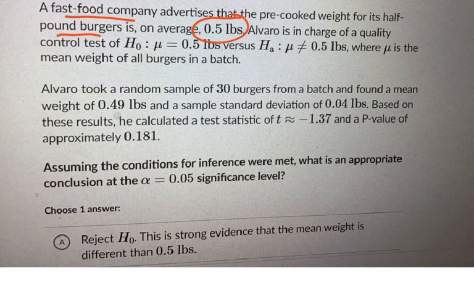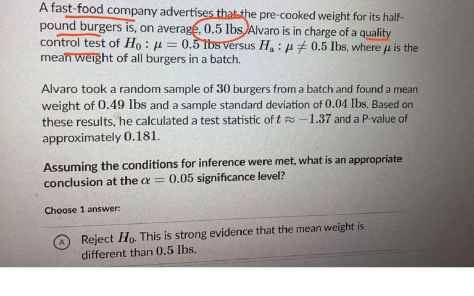Alvaro's in charge of quality control at this burger establishment, and Alvaro's probably making, again, $100,000 or more. Just want to keep reminding you that statistics is a good field to get into. Another good one would probably be like accounting or finance, okay?